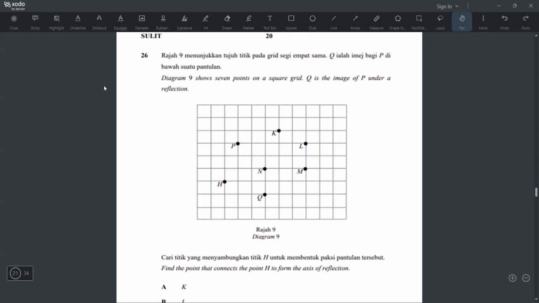Okay, let's continue. Number 26. I think this is also transformation. Diagram 9 shows 7 points on a square grid. Q is the image of P. Whenever they say separate image, separate object, you should always label it. So Q, go here, just put an I like this. So now you know this is the image of P. So P is the object under a reflection, and this one is the image under reflection.